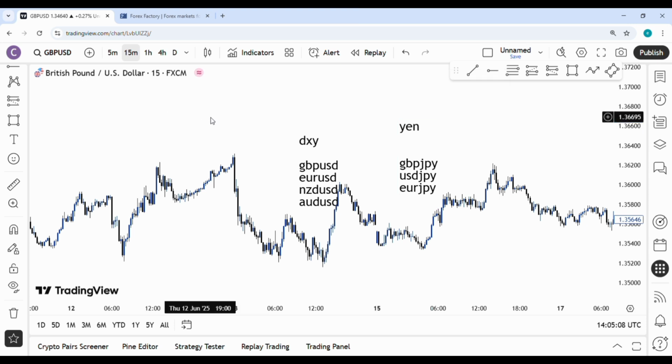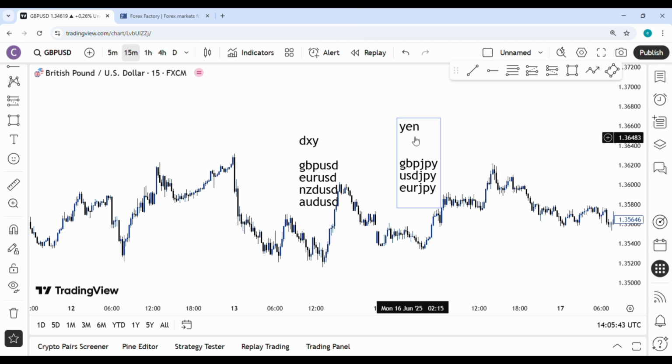Now I'm going to tell you how I use these two particular pairs to decide whether I'm going long or going short in any of these pairs. You understand? So if I should be trading the GBPUSD or the EURUSD, I will first of all analyze the DXY market. Anything the DXY market is telling me, I will do the opposite of that in the GBPUSD or EURUSD pair. The same thing goes for the yen basket. Anything the yen basket is telling me, I will do the opposite of that in all the JPY pairs.